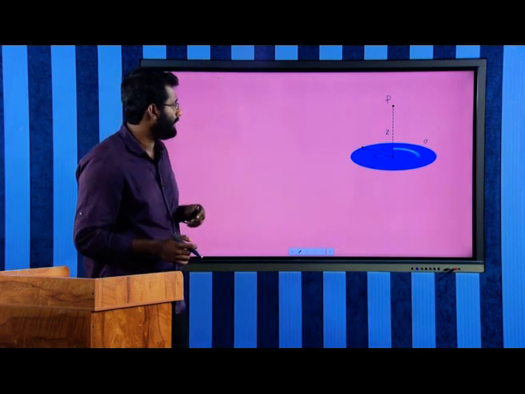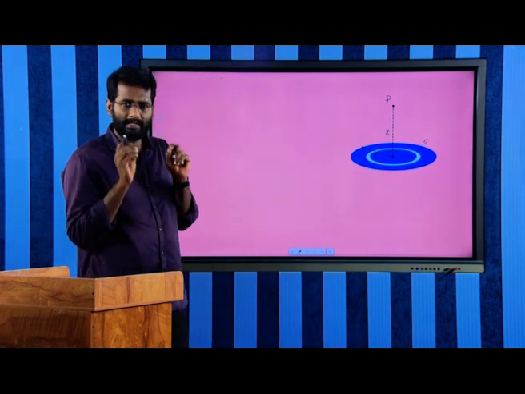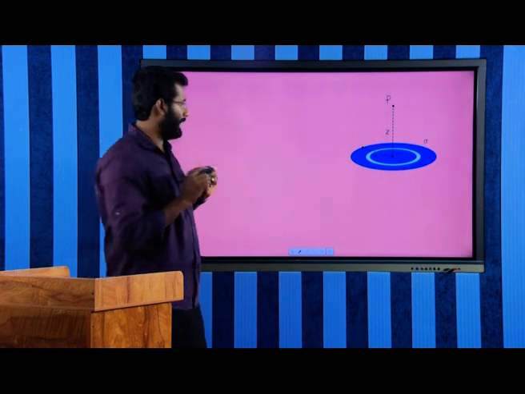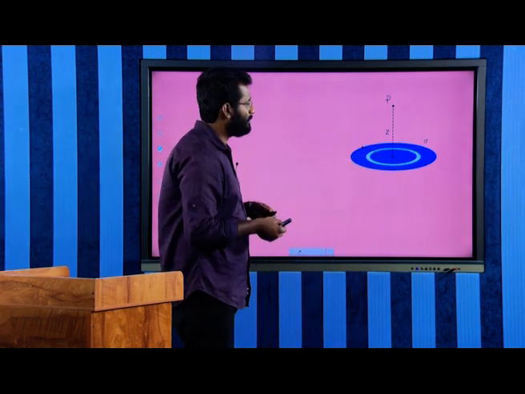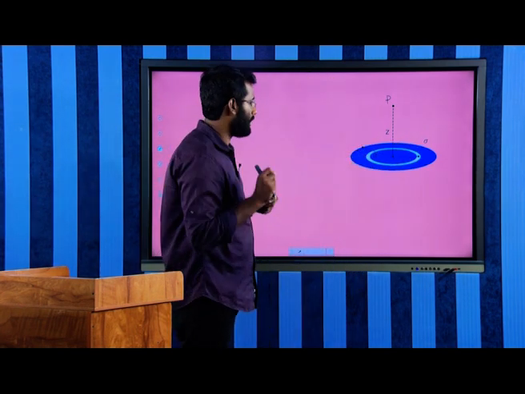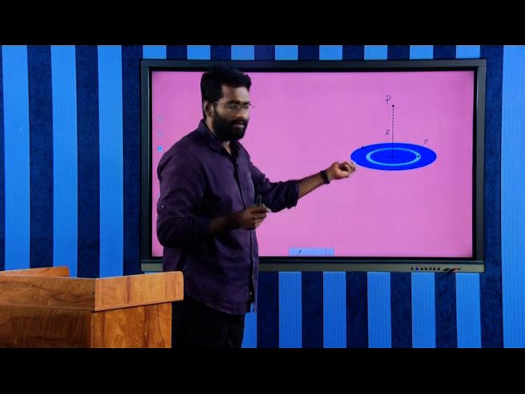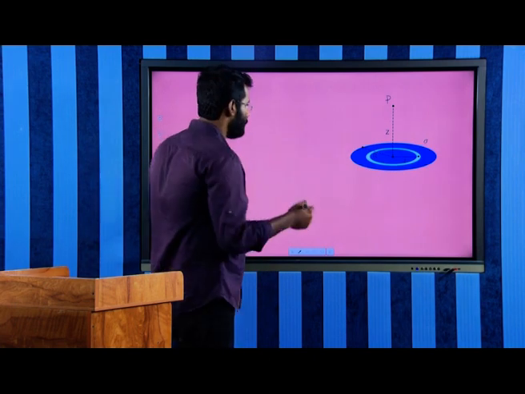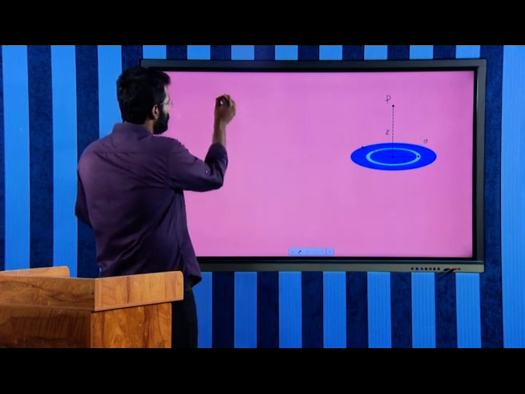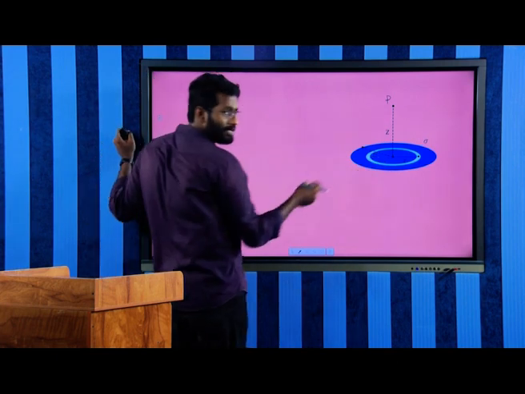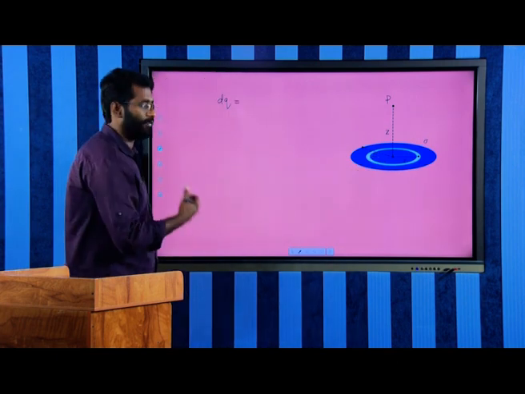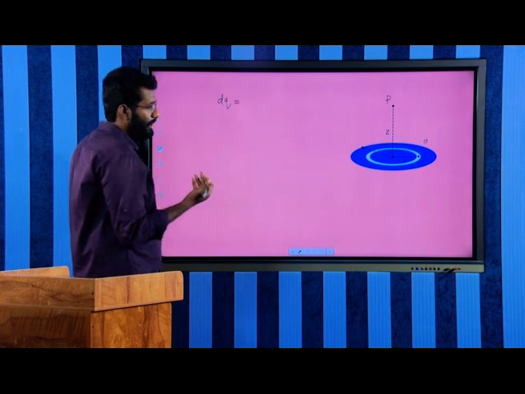For that, we have to consider an elemental part. We are going to consider a small circular strip of radius smaller than R. Now, this strip consists of some charge. What is the charge inside that? That means the charge dq is equal to the area of the strip times the surface charge density. What is the area? Let us see.